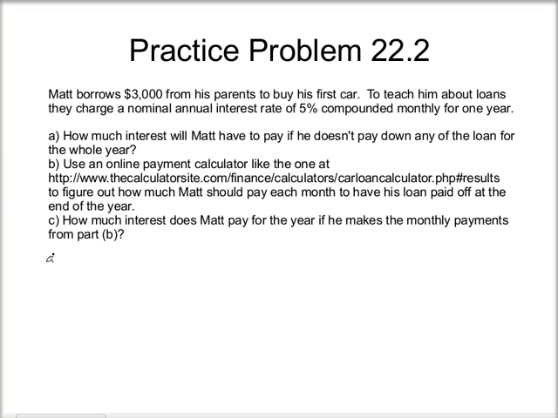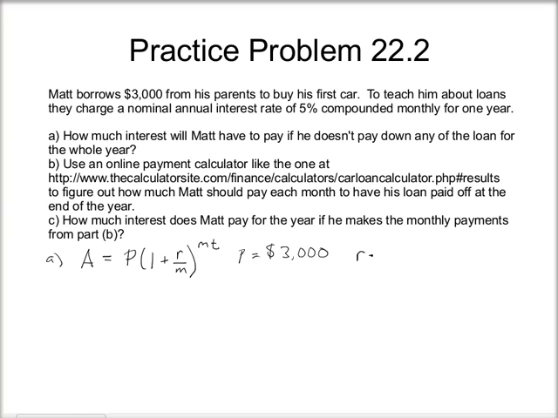So for part A, I'm going to use my compound interest formula. The amount he's going to owe, A, is equal to P times (1 plus R divided by M), since I've got the nominal annual interest rate and the compounding period, to the power M times T. Here the principal P is equal to $3,000, the amount he borrows to buy the car.